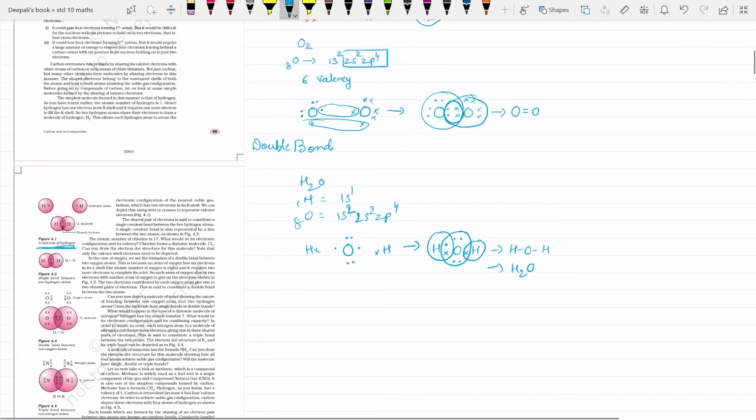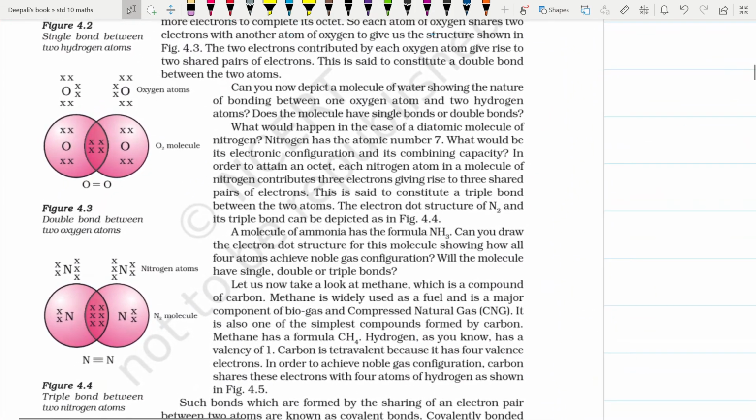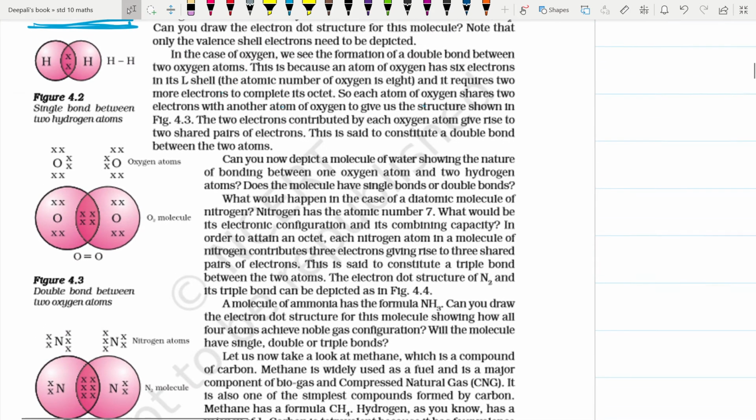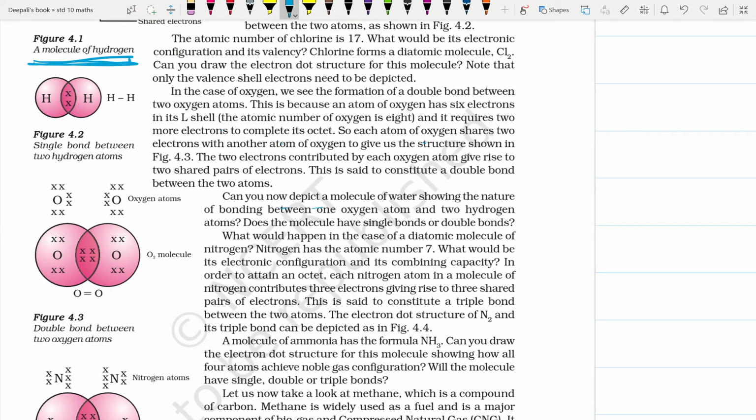This is your H2O molecule. So do you observe the structure of oxygen, that is a double bond, and a water molecule? Here, in the case of oxygen, and we can now depict a molecule of water showing the nature of bonding between one oxygen atom and two hydrogen atoms. Does the molecule have single bond or double bond? It has a single bond.